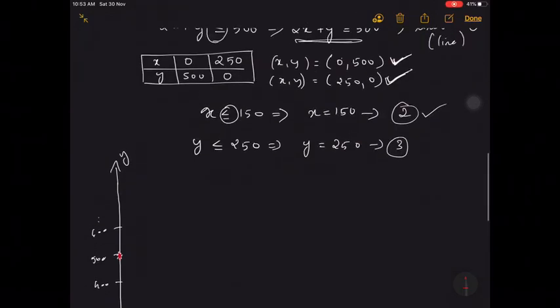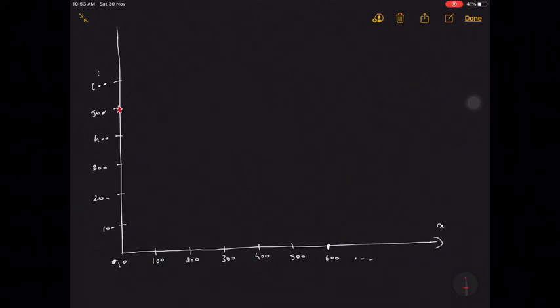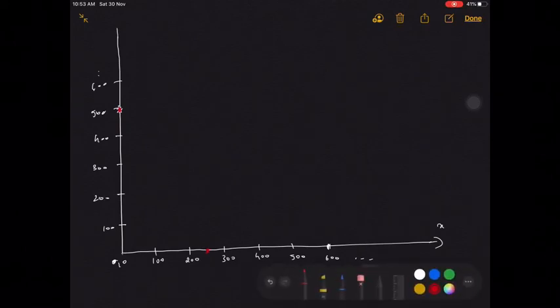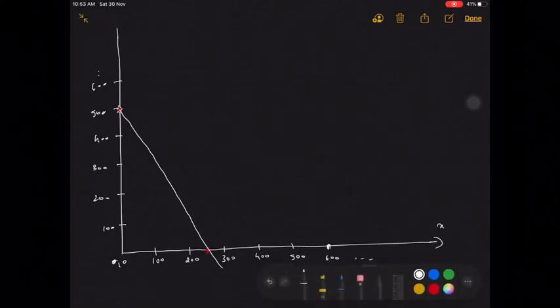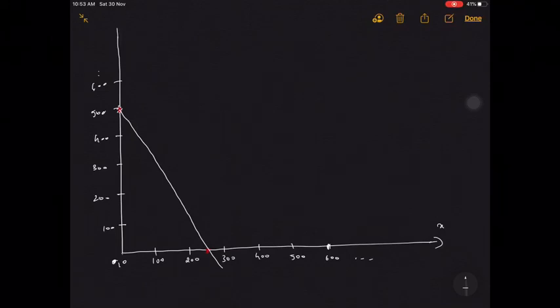And now next is what? x is 250 and y is 0. So the next point is x is 250 here and y is 0. Now we're going to join these 2 points by a line. So this is equation 1.